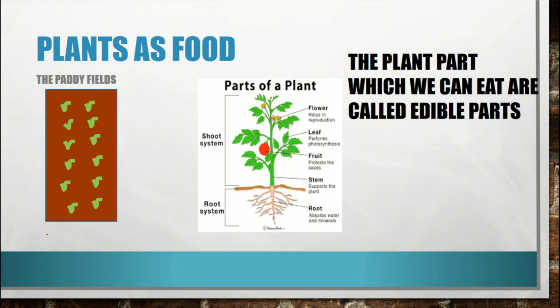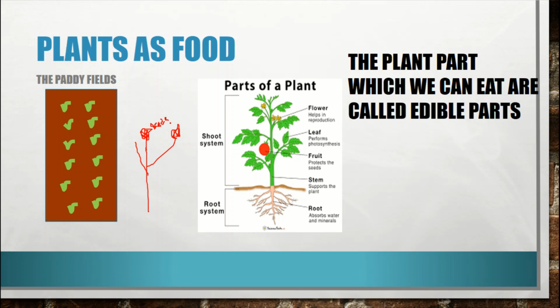Now paddy follows the same process as rice. They will harvest it. This is the paddy, the rice plant, and the seeds would be here, but they are covered by an outer covering. That outer covering is not edible, and the remaining part of the plant is also not edible. But inside are the seeds, which are edible, which is the rice. The seeds are edible. First, what is edible? The plant part which can be eaten is known as edible.